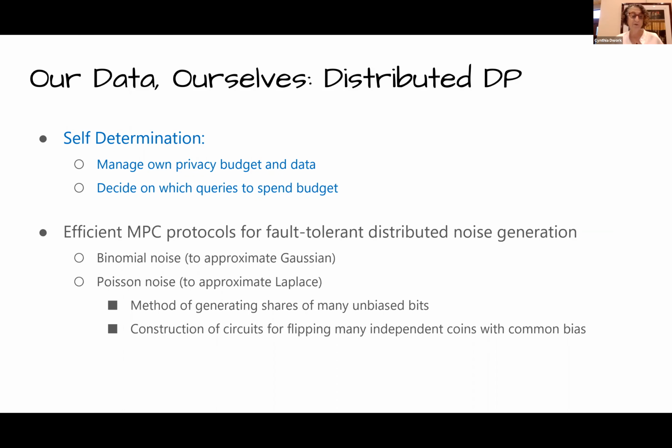Okay. On the technical side, we gave efficient secure multi-party computation protocols for fault-tolerant distributed noise generation. We had a method for binomial noise to approximate the Gaussians and Poisson noise to approximate Laplace, and methods that were efficient for generating shares of many unbiased bits, and constructions of circuits for flipping many independent coins with common bias, which was needed for the Poisson noise. Okay.